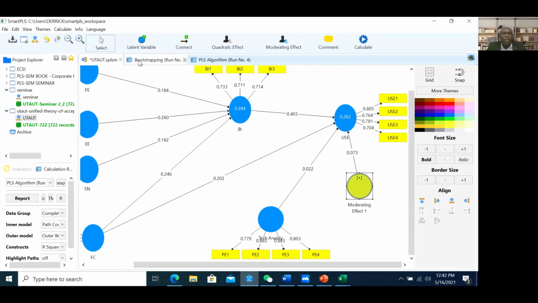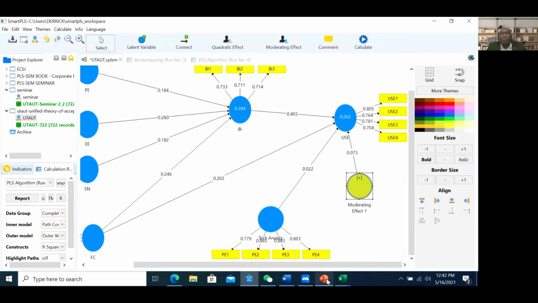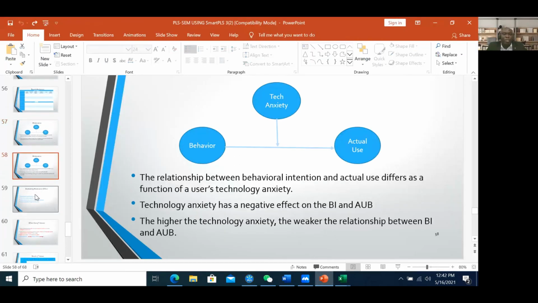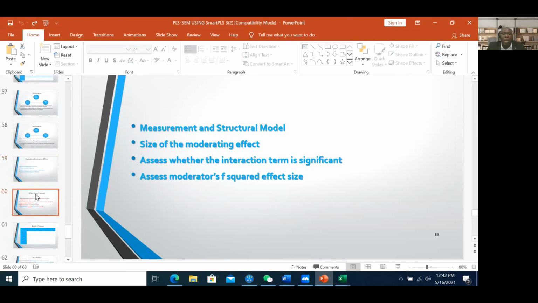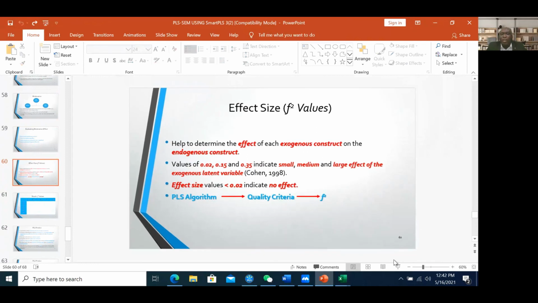Right now, the final thing we'll look at before we go is the PLS Predict. Earlier on, if you remember, I said that the R square, the coefficient of determination, and then the Q square are just predictive relevance for the in-sample. So if you want to see the out-of-sample, you use what we call the PLS Predict.